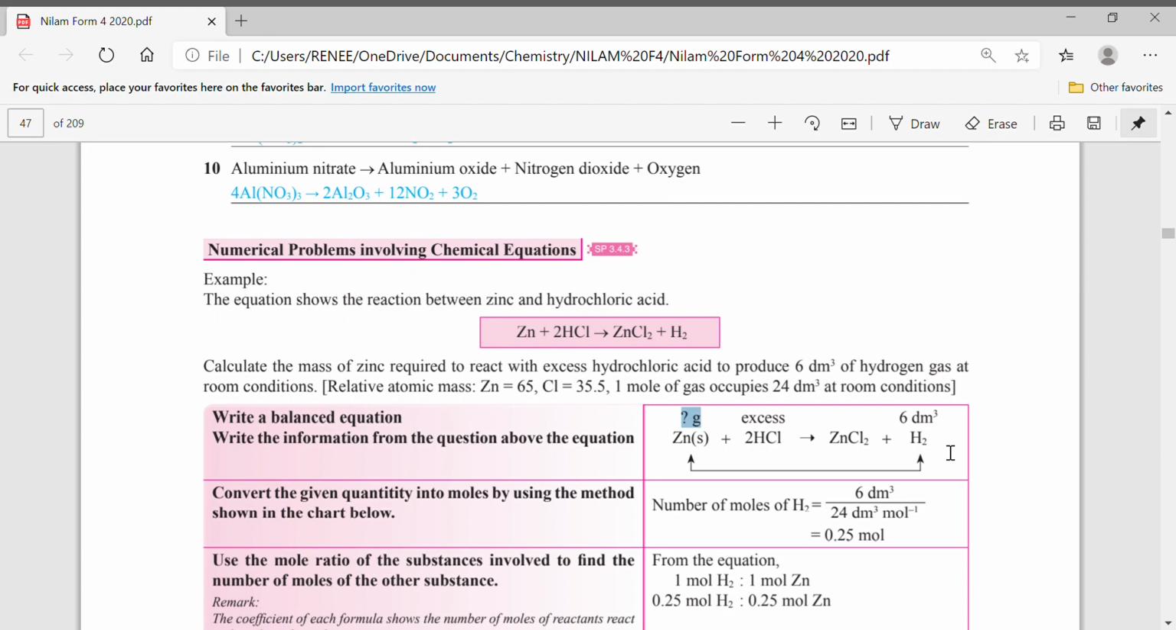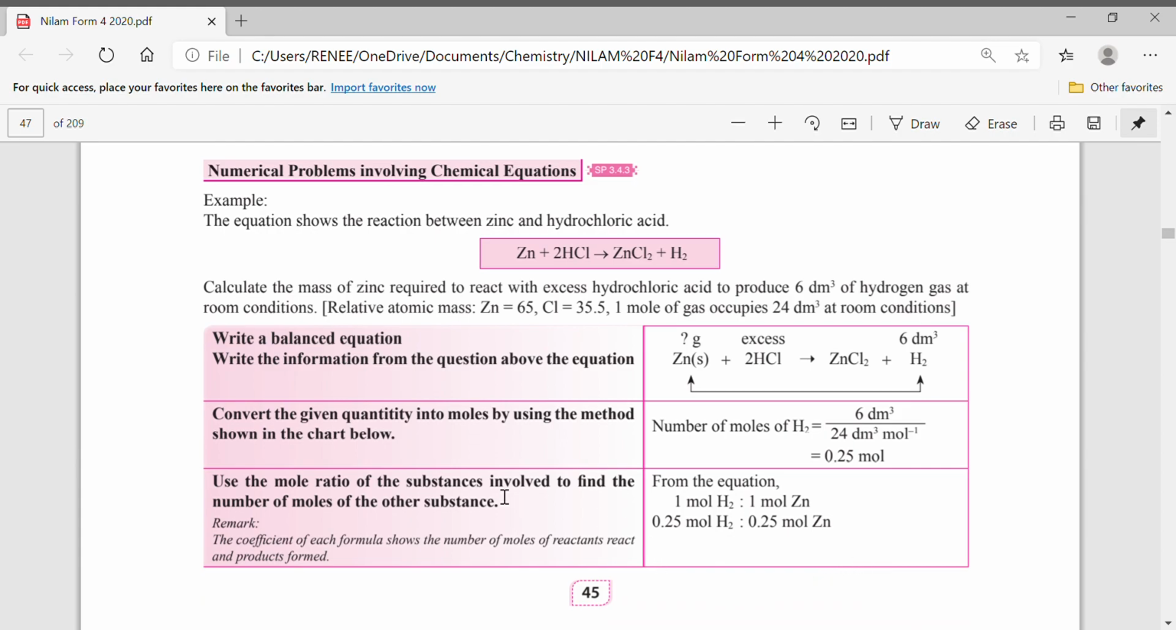In this question, we will use the formula number of moles equals volume over molar volume. The volume is the volume of gas, 6 dm³, and the molar volume at room condition is 24. So after the calculation, we found that 6 dm³ of hydrogen gas is equal to 0.25 mole of hydrogen gas. After we have the number of moles of hydrogen gas, we can compare the number of moles of zinc and hydrogen in the equation.